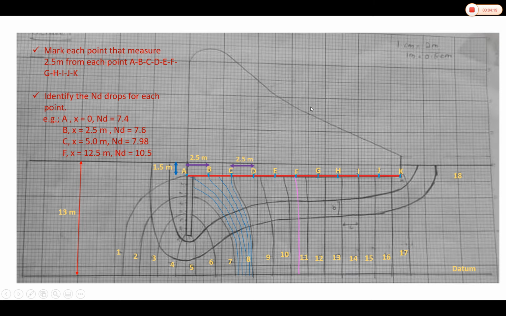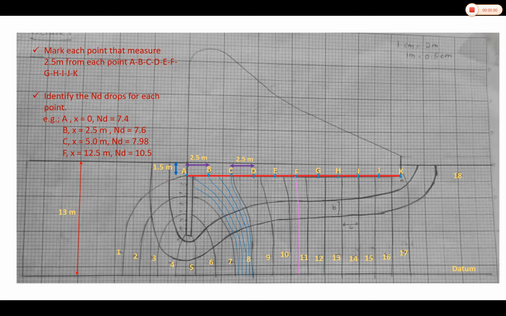Now after that we need to identify the ND drops for each point, meaning that we need to know the number of equipotential lines at each point. For example, for point A, since the base of the dam starts from point A, this is x equal to 0, and the ND is 7.4. How do I get the 7.4? I consider the flow net on the right side of the dam. If you can see that at the left side, for example, ND number 1, number 2, number 3, 4, 5, it is actually due to the sheet pile.